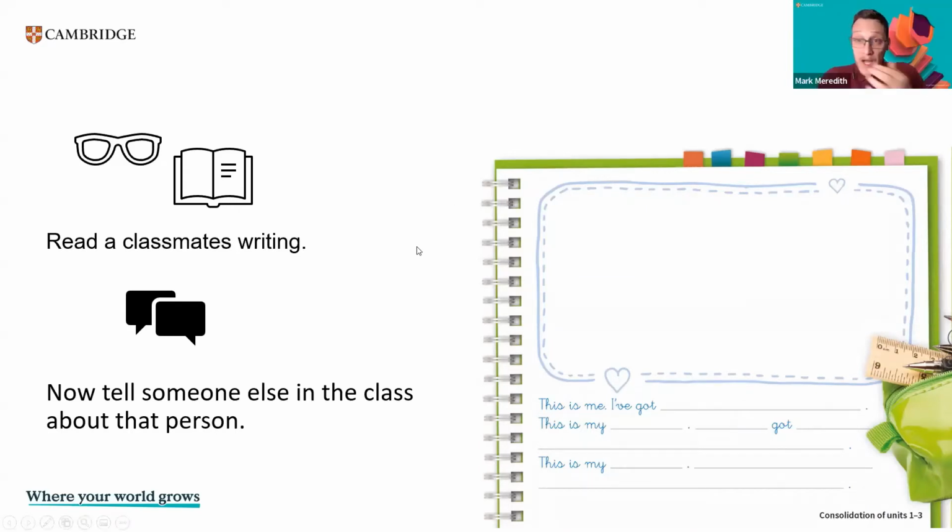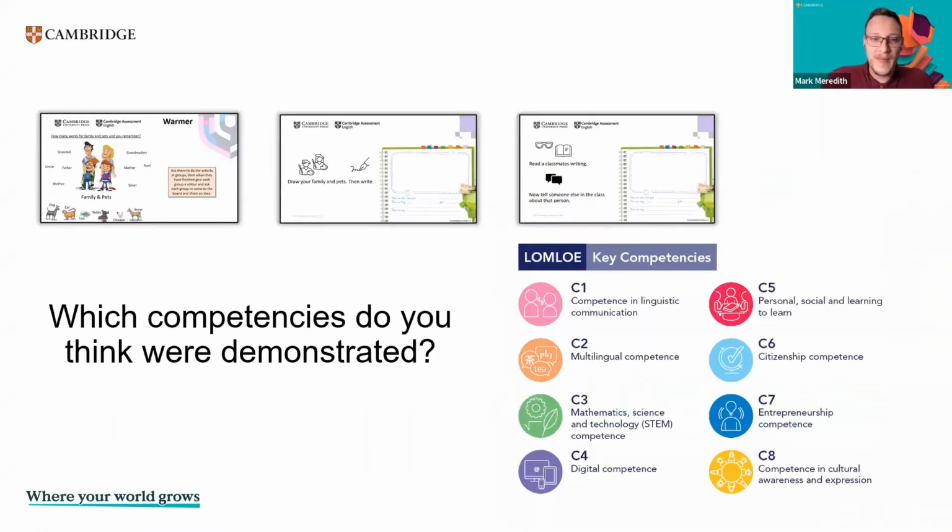Right, so a nice little run of activities. We've got a warmer where we're predicting language. Then we've got a quiet time where we're writing and preparing our own writing, and then we're sharing our writing. So we've got a bit of a collaborative moment in the classroom. But we've got a question for you now. Which competencies do you think were demonstrated in these three activities?